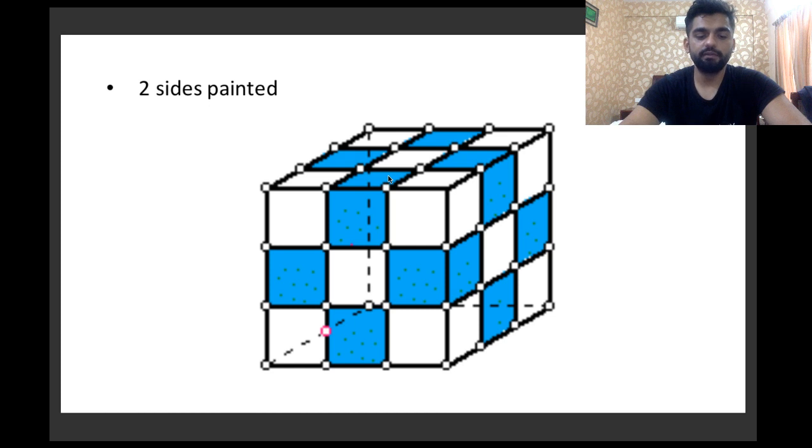2 sides painted. These are the blocks with 2 sides painted. On the front you have 1, 2, 3, 4 blocks. On the back again you'll have 1, 2, 3, 4 blocks. And on the sides you'll have 1, 2. And then on this side, on the left, you'll have another 2. So you'll have in total 12 blocks that will have 2 sides painted.